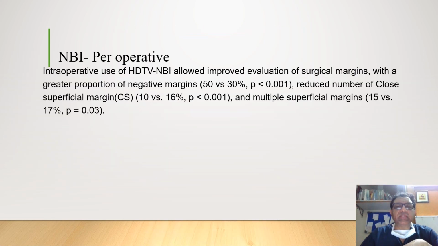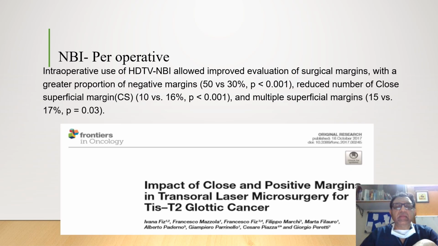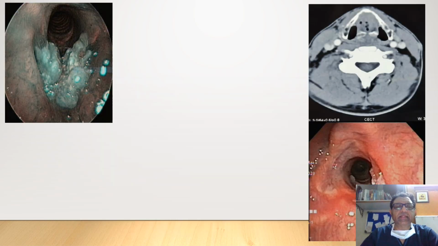So NBI has really made a change in pre-operative assessment and per-operative also, and it has been shown to be great. This has been shown in early glottic cancer. The impact on close and positive margins, the use of NBI has greatly affected the results.